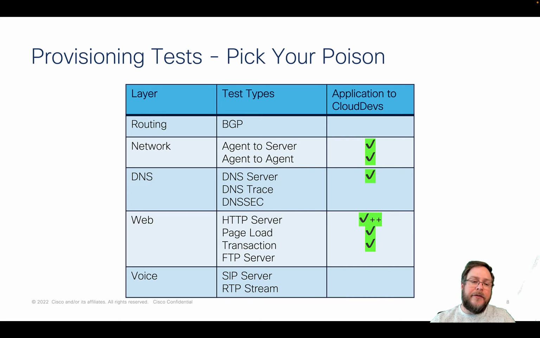The next thing we have to do is think about what tests we're going to provision, and this is where we get to pick our poison. Now, I'm going to suggest that the application to CloudDevs are going to be the green check marks. So there may be some more advanced ThousandEyes test capabilities that you would want your infrastructure SMEs to be working with, like the routing and BGP tests. But you, as an application developer, probably interested in how your access is going and how customers access your app, would be interested in the network agent to server, agent to agent, and then the DNS tests.